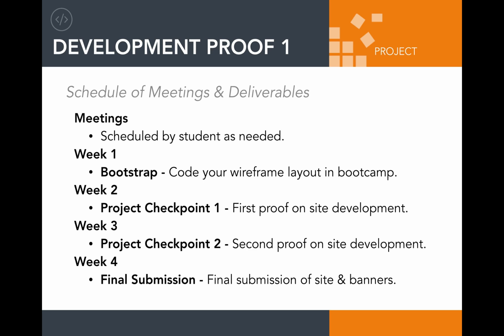Here in week 2, we are working on the first project checkpoint, which is the first proof of the site development. Next week, in week 3, we'll be submitting the second proof on the site development. And then, of course, in week 4, that will be the final submission where the final site needs to be completed. And we will also have the accompanying web banners completed at that point as well.